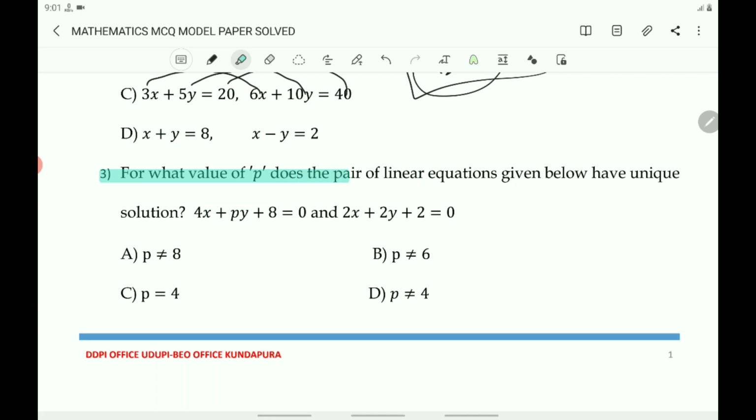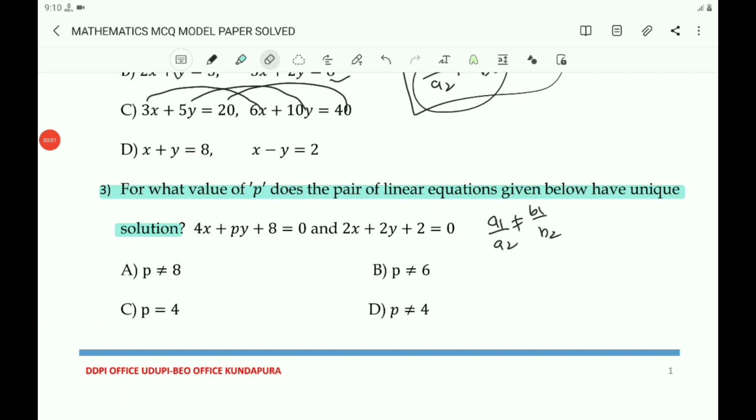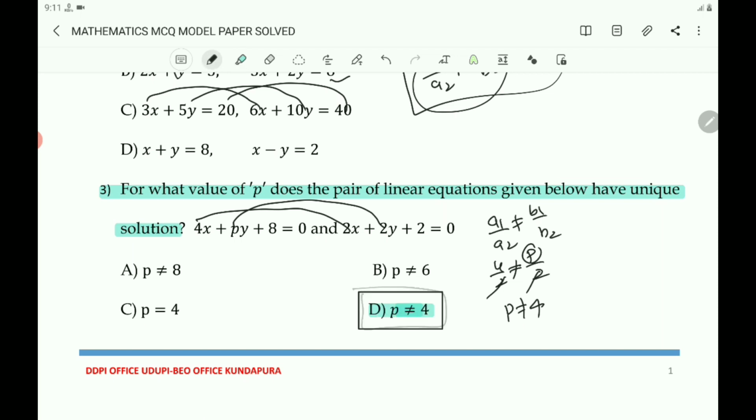For what value of p does the pair of linear equations given below have a unique solution? And you know, for a unique solution, a1 by a2 is not equal to b1 by b2. So you take a1 by a2, that is 4 by 2, which is not equal to p by 2. So you can cancel 2 and 2. So p is not equal to 4. Which is the option here? Option D is the answer. P is not equal to 4 is the answer.